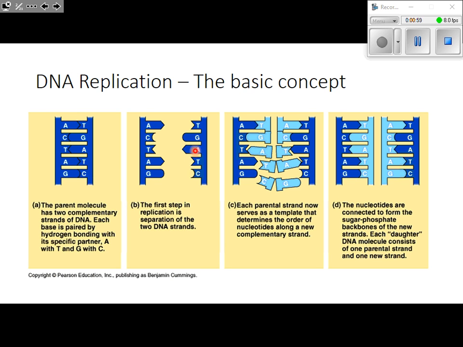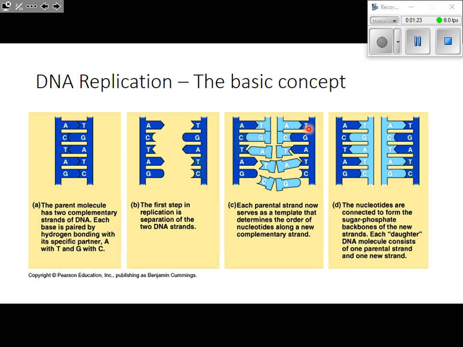There's an enzyme called helicase that does that. It separates the two original strands. And then there's an enzyme called DNA polymerase that's going to build a brand new strand here that is complementary to this old strand. And it's going to also build a new strand over here that's complementary to this strand.